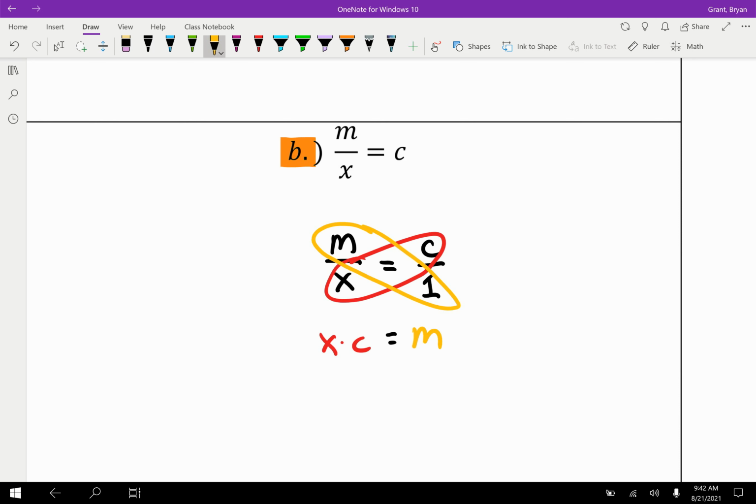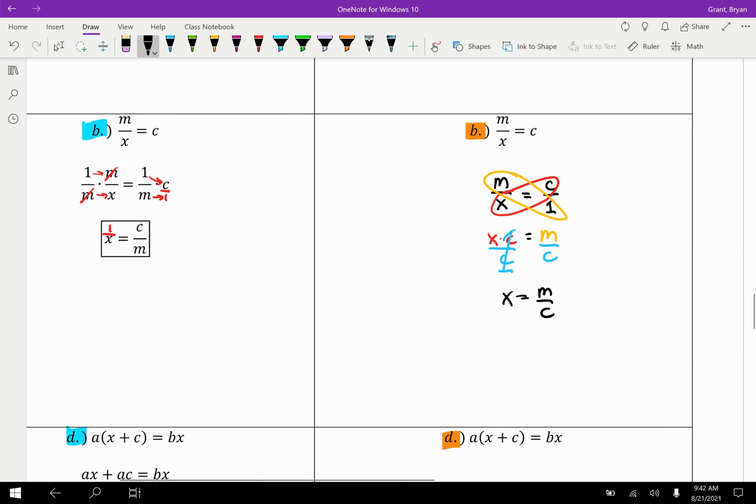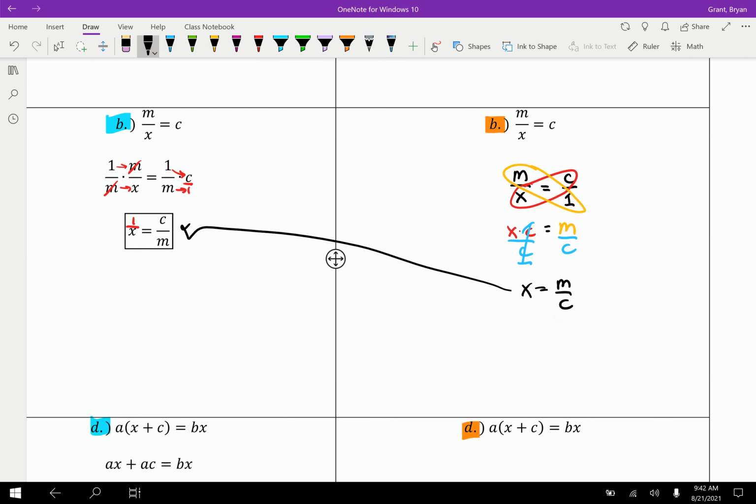So can we see now how we can finish isolating x here? c is just attached to x by multiplication. So let's divide off the c. And that leaves me with x equals m divided by c. How does that compare to the other answer? Oh, they got c divided by m.